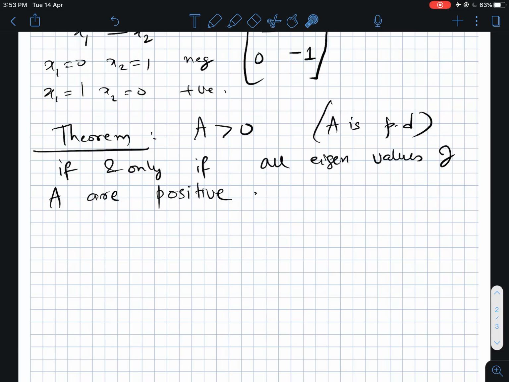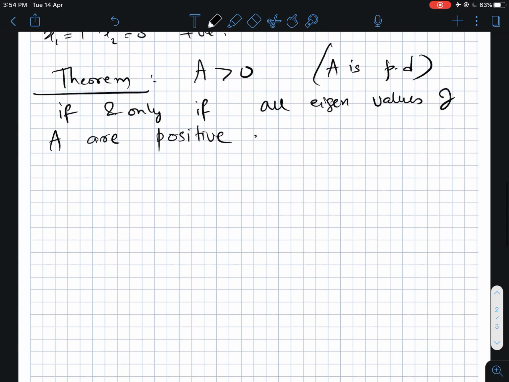Okay, there are algorithms to find the eigenvalues to a reasonable level of accuracy for any matrix. We discussed a crude version of such an algorithm earlier. So you find the eigenvalues and then check they're positive. This is much more workable, this theorem, than the definition. Okay, fine. So how do we prove this?